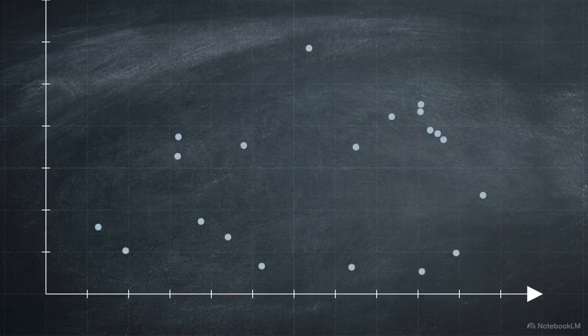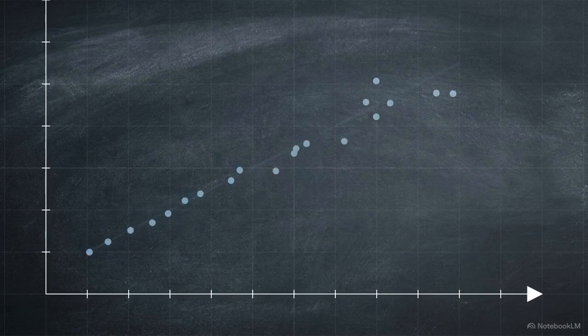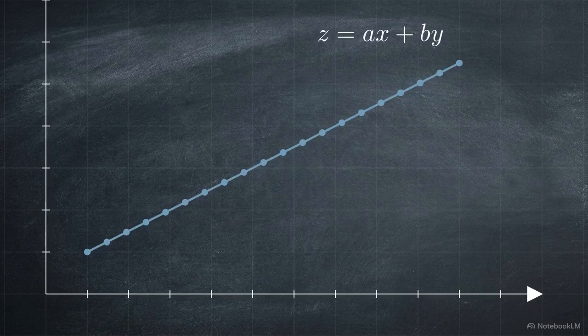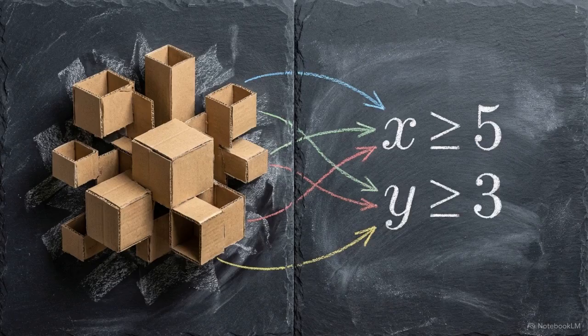It's a mathematical framework that models complex relationships as simple linear functions to find the single best possible outcome. By translating chaotic, real-world constraints into strict algebraic rules, we can mathematically calculate the optimal decision.